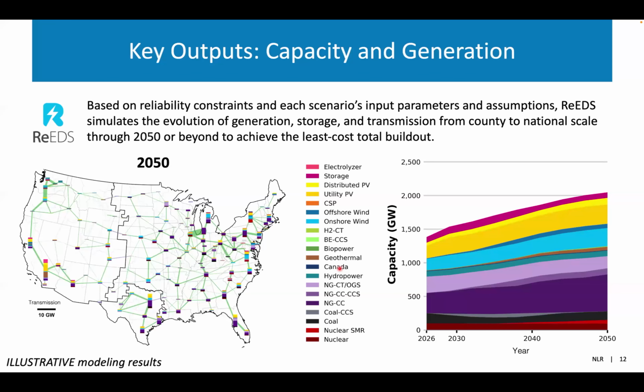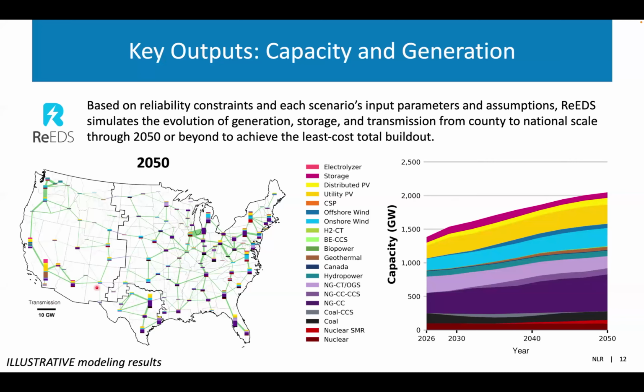Okay, so first and foremost, on the outputs, ReEDS provides data on the generating capacity and total generation over the model simulation horizon, which by default is from 2010 to 2050. On screen on the left, you'll see the final 2050 generating, storage, and transmission capacity of the United States electricity system for a generic ReEDS run. And to the right is a plot showing the evolution of that total capacity.